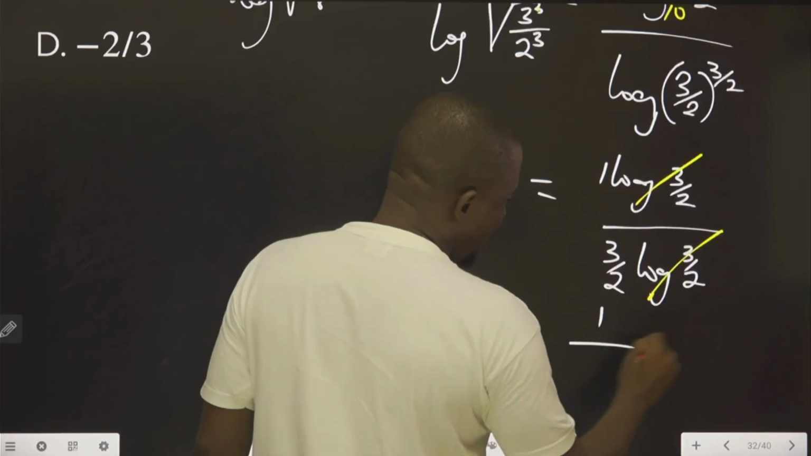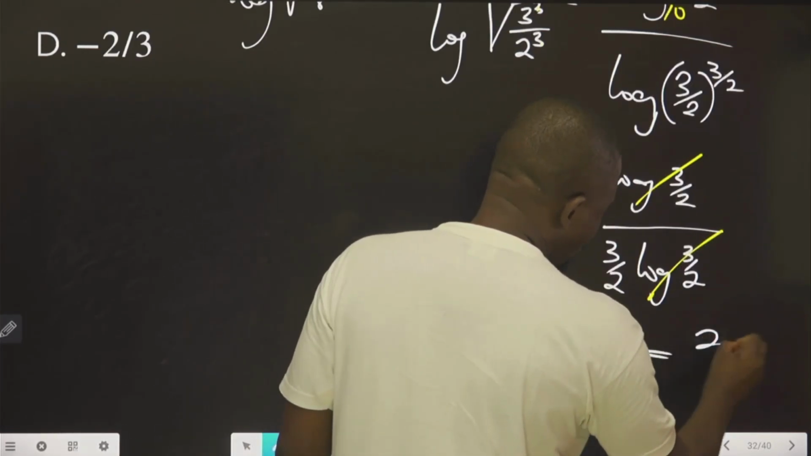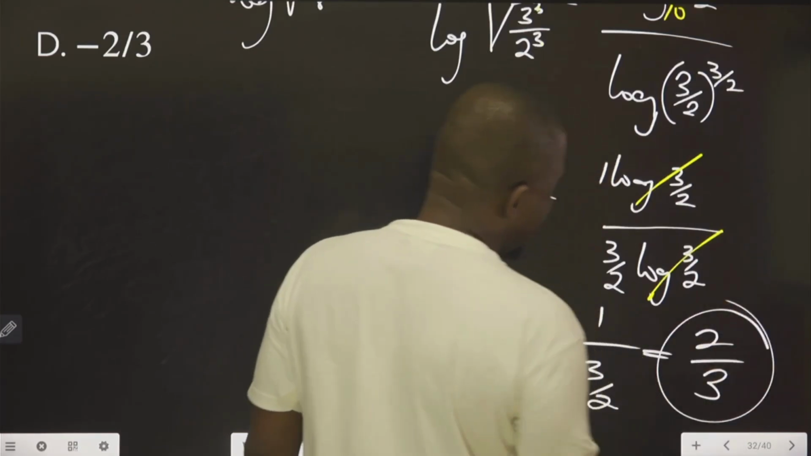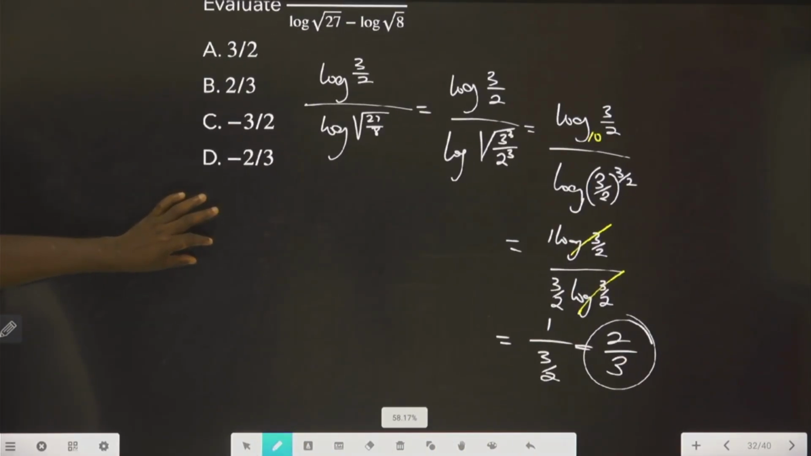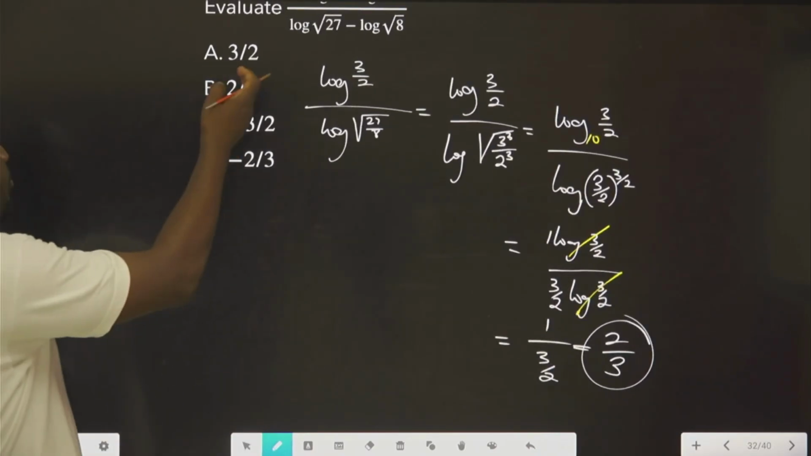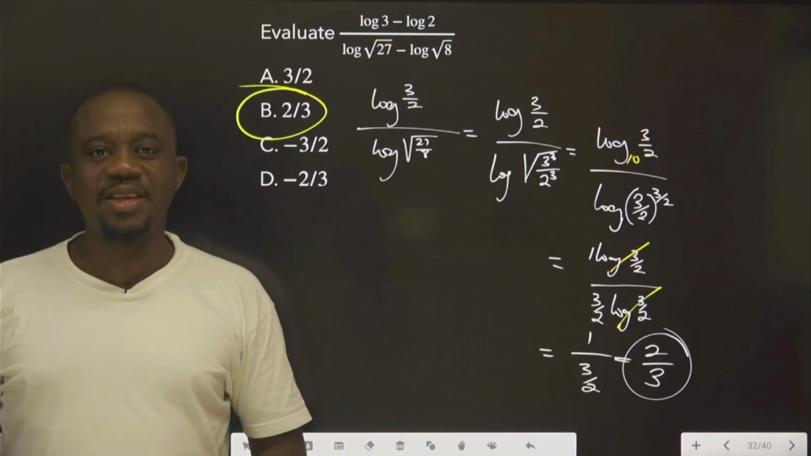So 1 over 3 over 2. You agree with me? You're going to have 2 over 3 as the answer. So if you check now, see B is the answer. B is 2 over 3. That is the answer. Hope you understand this. Thank you. Let's look at this.